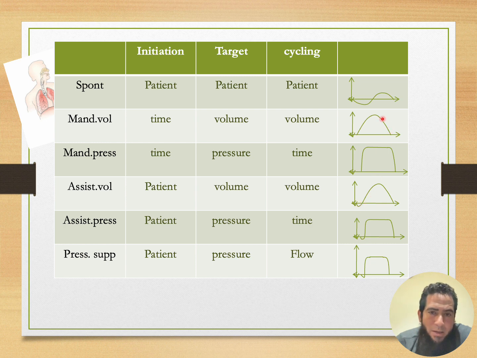So if you look at the curve here in the mandatory volume, there is no negative initiation, but in the assisted volume, the initiation is by the patient. The target is to deliver the same volume, for example 500 mils, and after reaching this volume the cycling mechanism will start, switching off the inspiration and starting the expiration.